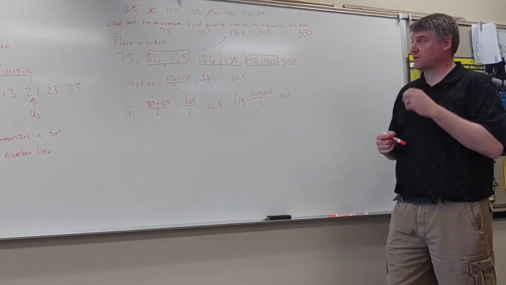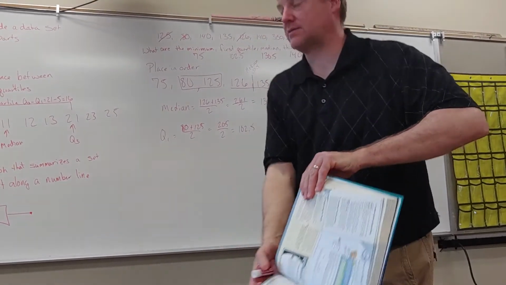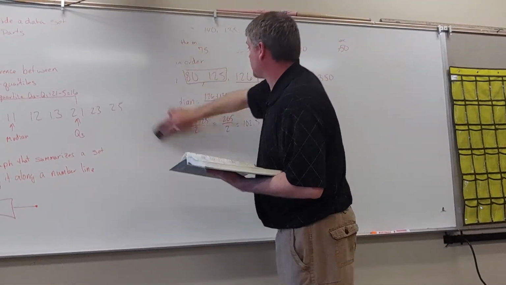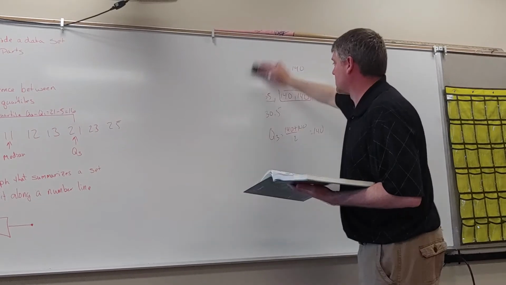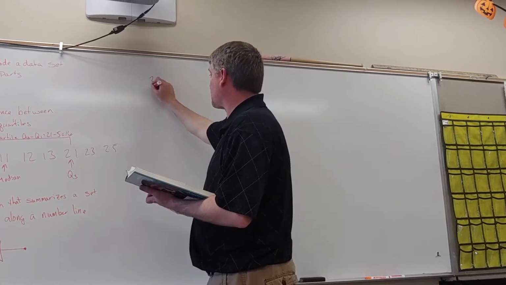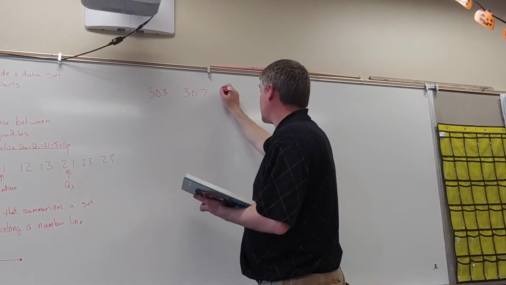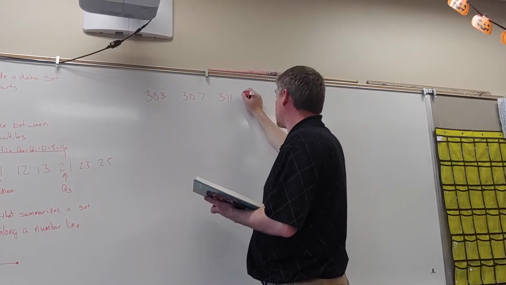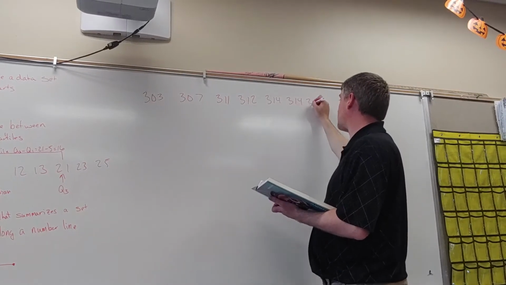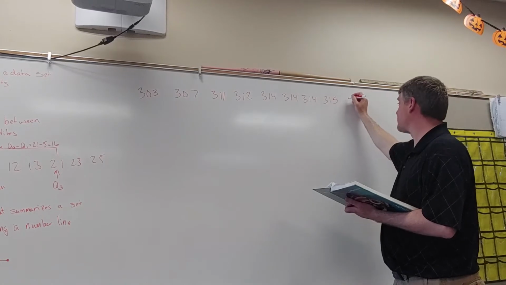And so now what we're going to do is look at taking data and putting it into a box and whisker plot. Okay. So let me get the data up there. Erase this real quick. So we're going to have these data values: 303, 307, 311, 312, 314, 314, 314, and they're already in order. I've already put them in order to kind of save some time.